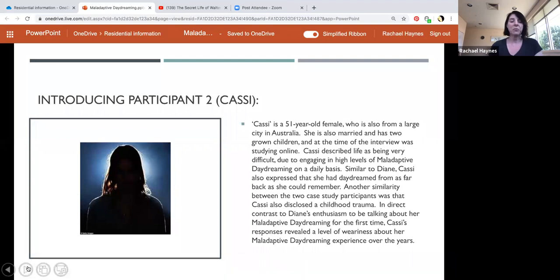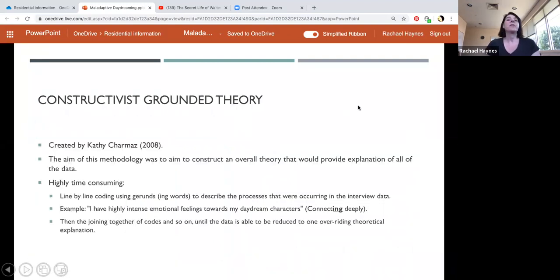Let's see what happened. So constructivist grounded theory, a bit of a mouthful, yes? But if we look at the words individually, construction, well, this means that the researcher and the participant together construct from the data, okay? I'll explain that shortly. But the theory is grounded within the data. It comes from the data. It doesn't come from any preconceived ideas.